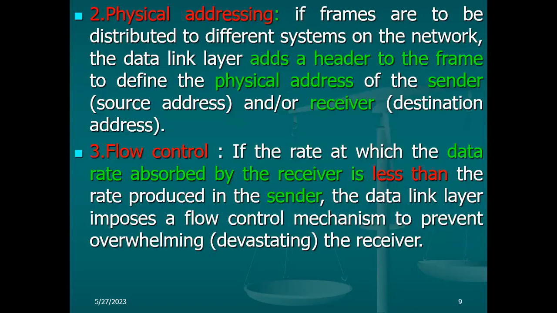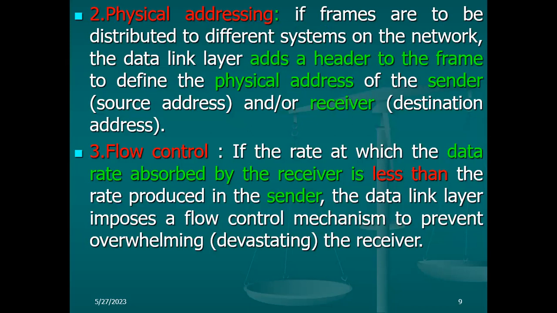The second function of the data link layer is physical addressing. Physical addressing is nothing but specifying or adding the physical address of the sender as well as the receiver. That is, it adds the sender address at the header and the receiver address at the trailer.